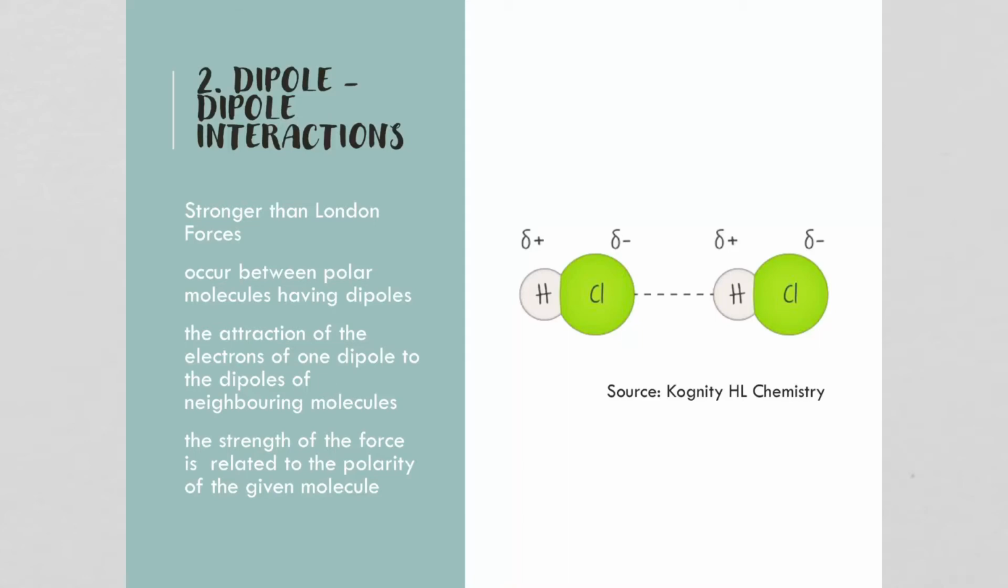Dipole-dipole interactions occur between polar molecules that have dipoles. What happens is the negative dipole of one will be attracted to the positive dipole of another. This image from our cognitive textbook demonstrates that. The chloride ion is attracted to the positive dipole of another neighboring molecule, the hydrogen ion. The strength of the force is related to the polarity of the given molecule. So the more polar it is, the stronger the force of attraction.